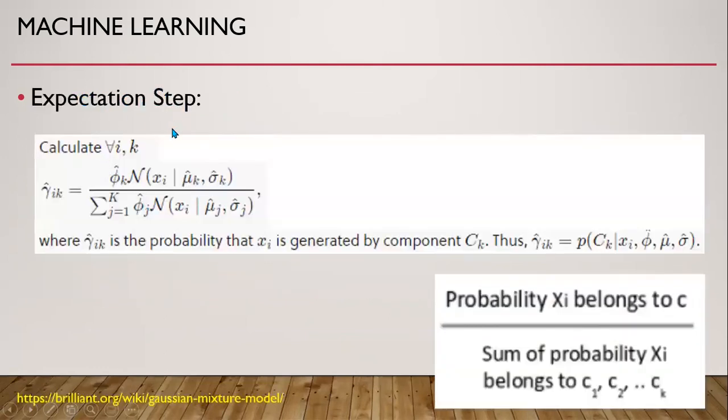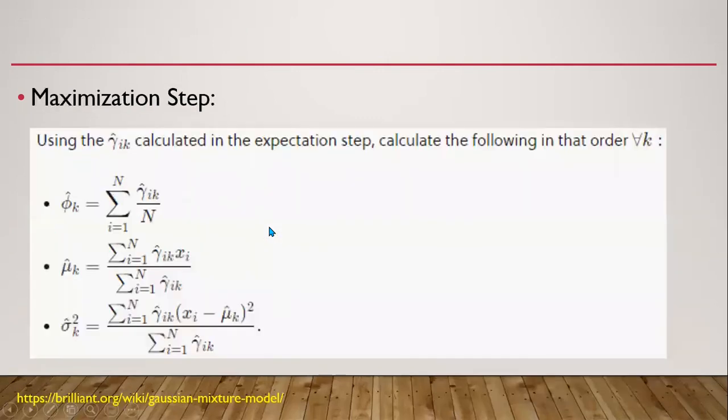So this is the expectation step. Here we calculate a latent variable gamma, and this is nothing but the probability of xi belonging to Ci divided by the sum of the probabilities of xi belonging to C1, C2, and so on till Ck. So this is the latent variable. And then in the maximization step, we use this latent variable gamma to update the model parameters. These are the model parameters.